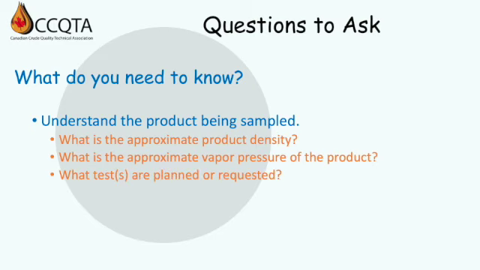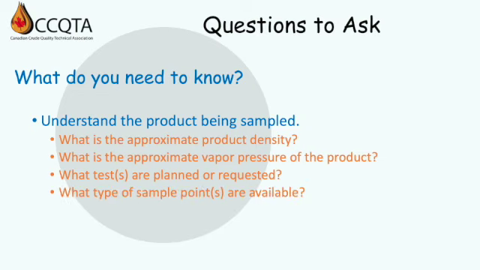Then, what testing is being planned or requested? The volume of sample required to conduct the test requested may influence the type of sample container and the sampling method. Some tests are less sensitive to loss than others. For example, sediment and water are macro-level tests and may not be significantly impacted by a small mass loss due to evaporation, whereas tests like vapor pressure and composition are significantly impacted by any loss by evaporation.